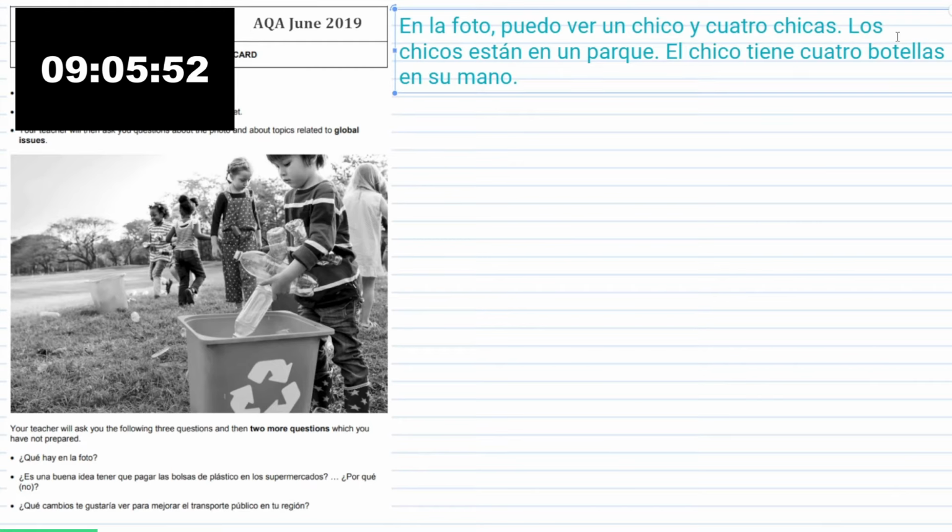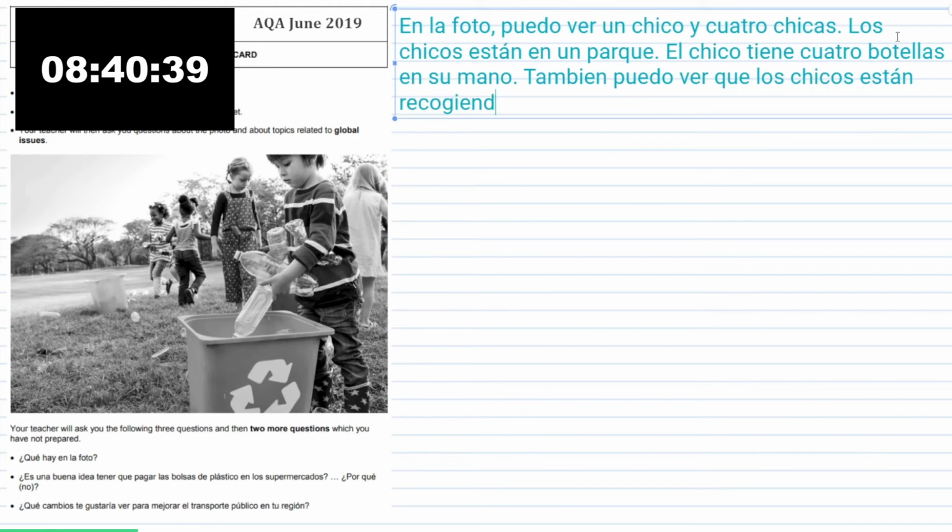¿Qué más? Also, so también, maybe describe what they're doing. También puedo ver que los chicos, they are, so if you want to describe what's actually happening using the present continuous, you'd say están, and if you say collecting, recogiendo, so they are collecting, the ing, recogiendo la basura, the rubbish or the junk.